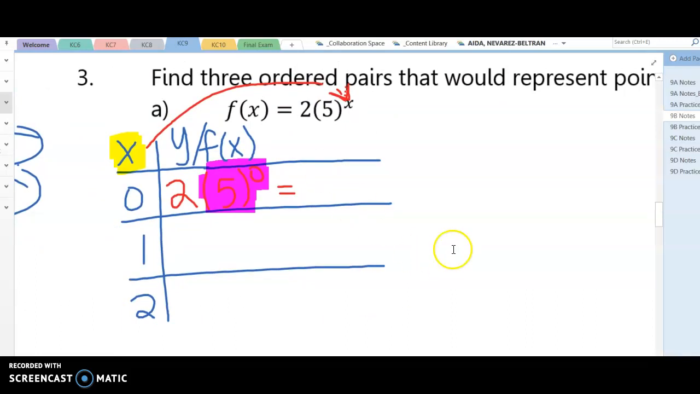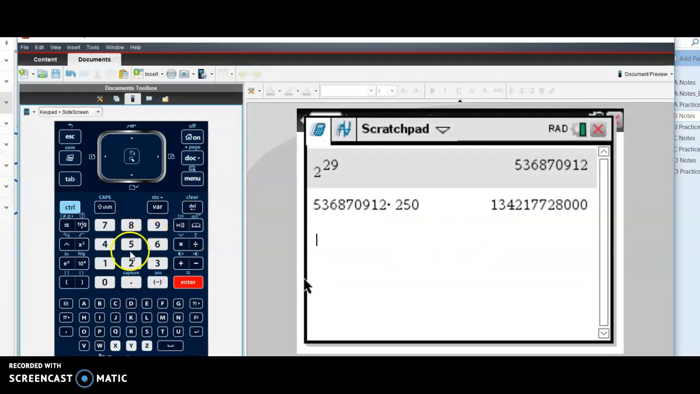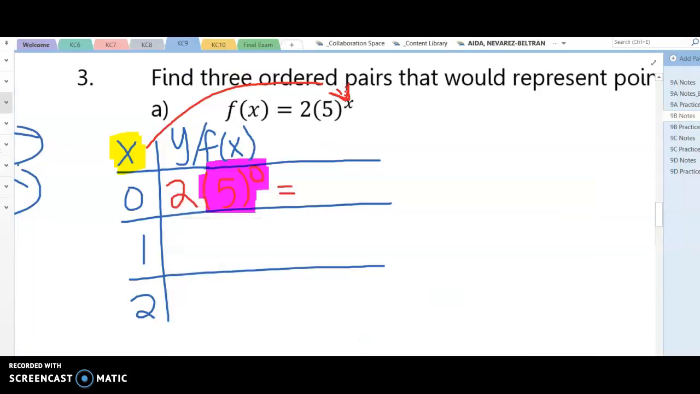5 to the 0 power, right? If you go to your calculator, we're doing 5 to, right? You just click the little caret to do the exponent. 5 to the 0 power. Oh, that's 1. Great. So we can go in and say we're doing now 2 times 1, which is just 2. All right, then we move.